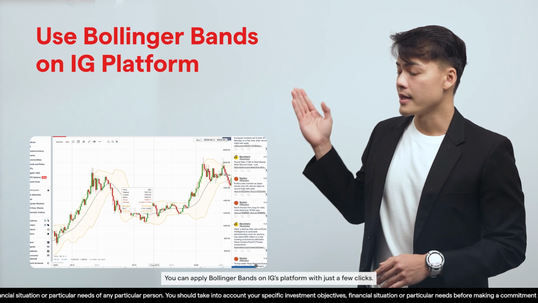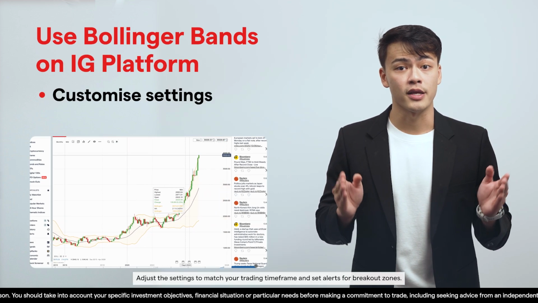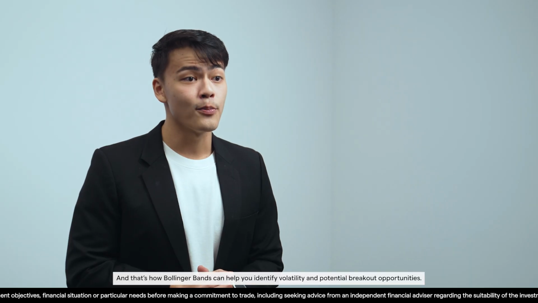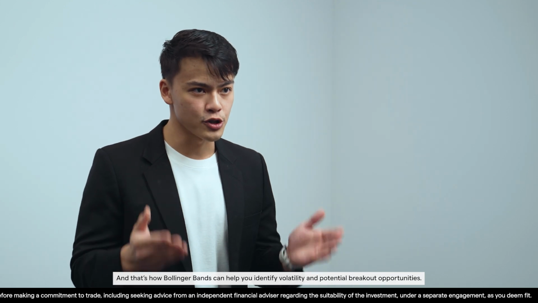You can apply Bollinger Bands on IG's platform with just a few clicks. Adjust the settings to match your trading timeframes and set alerts for breakout zones. And that's how Bollinger Bands can help you identify volatility and potential breakout opportunities.